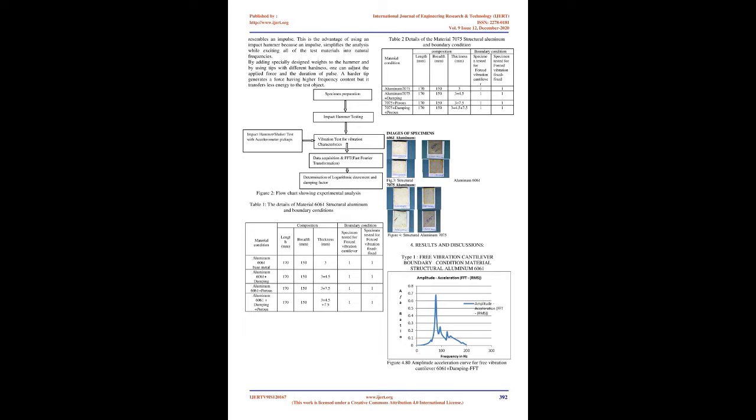If the test object is struck crisply with the hammer, the applied force is a pulse that resembles an impulse. This is the advantage of using an impact hammer, because an impulse simplifies the analysis while exciting all of the test material's natural frequencies. By adding specially designed weights to the hammer and by using tips with different hardness, one can adjust the applied force and the duration of the pulse. A harder tip generates a force having higher frequency content, but it transfers less energy to the test object.